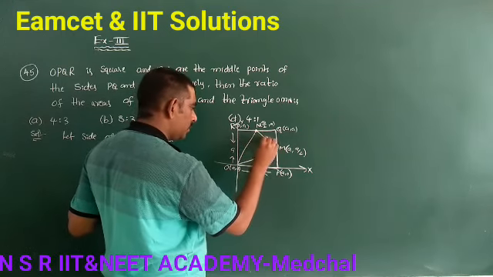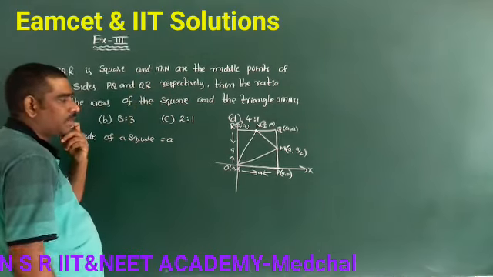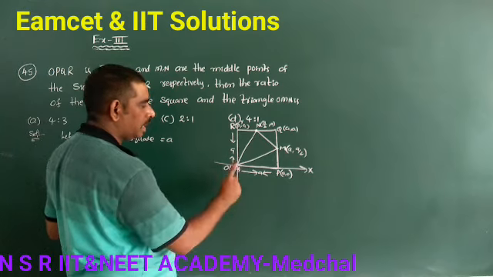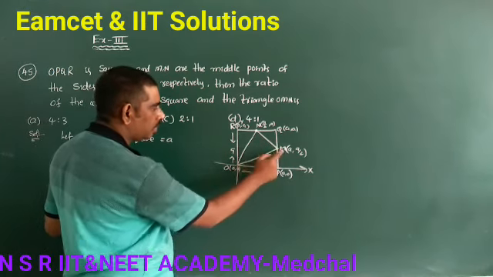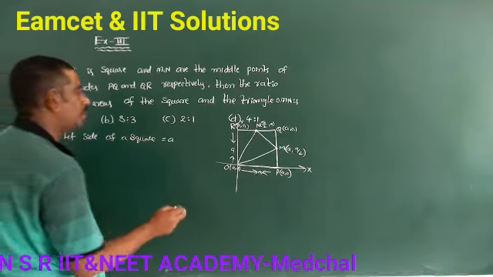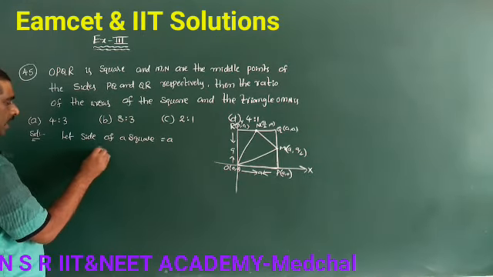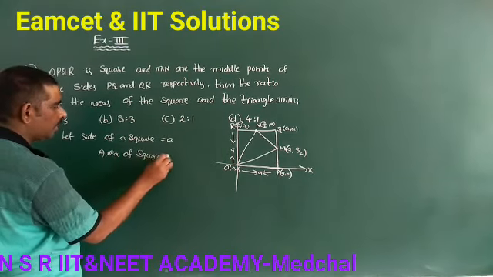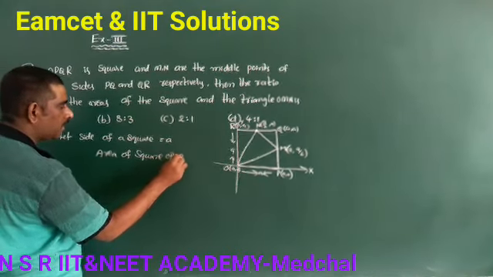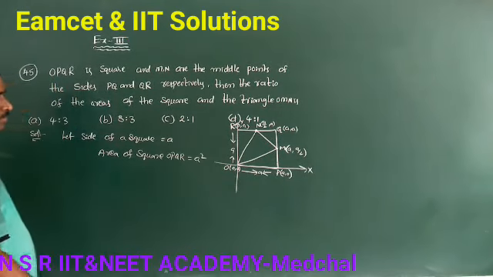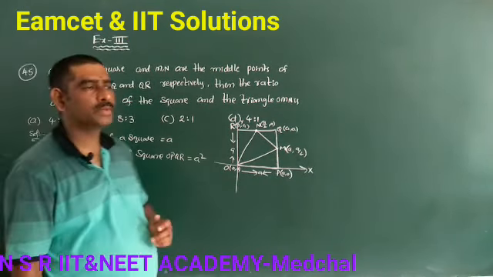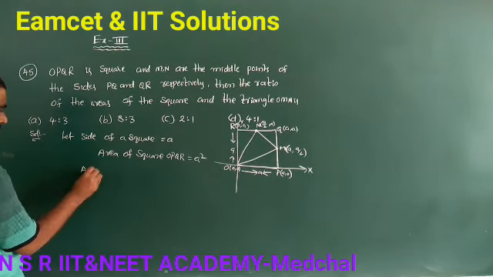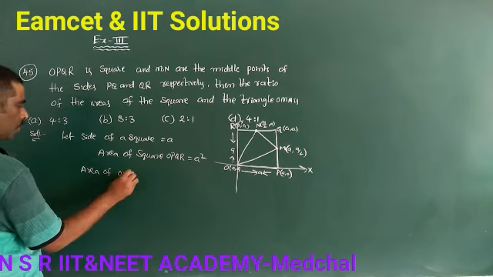Now joining O, M, N, we form one triangle OMN. We have to find the area of OPQR and then the area of triangle OMN. The side of the square is A, so the area of square OPQR is A square. So we get the area of the square. Now we have to find the area of OMN.